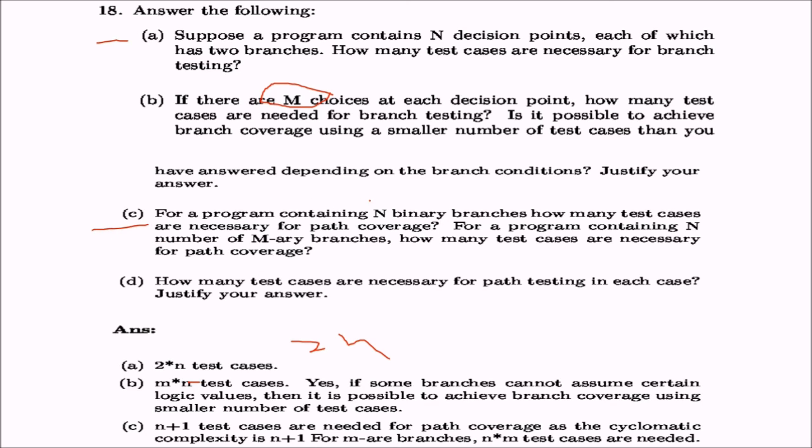C is, for a program containing n binary branches, how many test cases are necessary for path coverage? First we'll answer this, then study the second part also. For a program containing n number of m-way branches, how many test cases are necessary for path coverage? So we have n plus 1 test cases needed for path coverage, as the cyclomatic complexity is n plus 1 because n binary branches are there. And for m-way branches, that will be n into m. This is how we do it. Then the question is how many test cases are necessary for path testing in each case? Justify your answer, and this will be given by your cyclomatic complexity only.